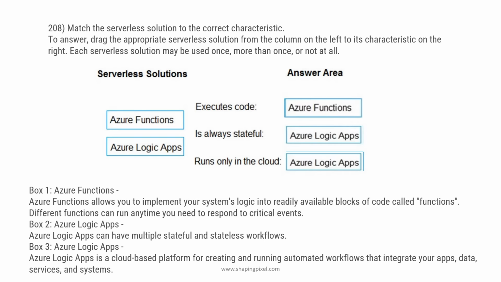So Azure Functions allows you to implement your system's logic into readily available blocks of code called functions. Different functions can run anytime you need to respond to critical events. And Azure Logic Apps can have multiple stateful and stateless workflows. Azure Logic Apps is a cloud-based platform for creating and running automated workflows that integrate your apps, data, services, and systems.